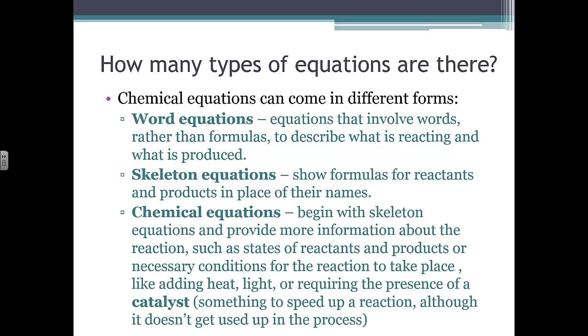Once we have an equation such as that, then we can take it and provide even more information about the reaction. We might provide information like the state of matter for the reactants and the products, or perhaps report necessary conditions for the reaction to take place. The presence of a catalyst being required, adding heat, adding light, any of those things. Now, a catalyst is just something that speeds up a reaction. It doesn't get used up in the process, but it does make the reaction take place at a faster rate than what it would naturally.